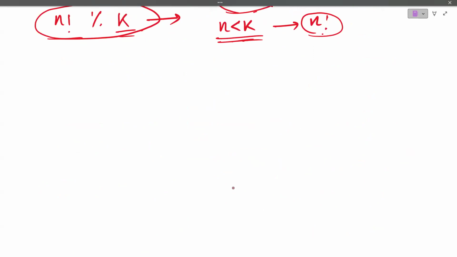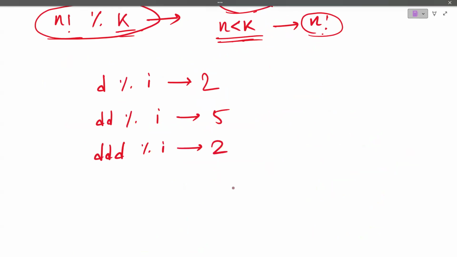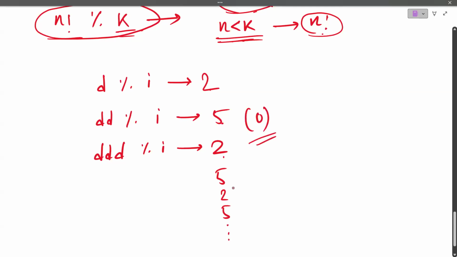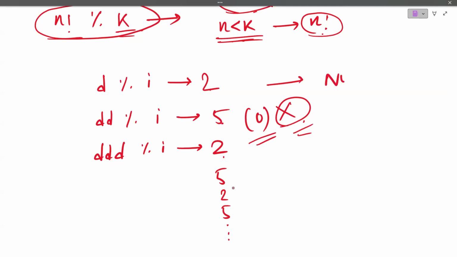There is one more case when a 0 never comes. Suppose you compute d modulo I and you get a value, say 2. Then you compute dd modulo I, you get a 5. And suppose you compute ddd modulo I and you get a 2 again. That means things have started looping. After a 2 you got a 5, then a 2, then you would again get a 5, and this will continue. That means you will never get a 0. So if you never get a 0, this number num would never be divisible by I, and you do not need to print anything.